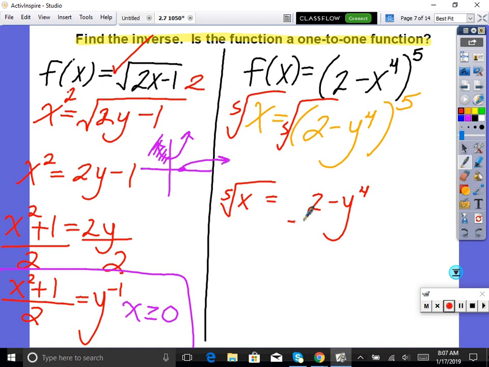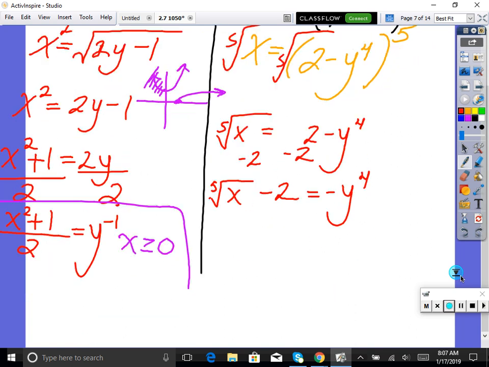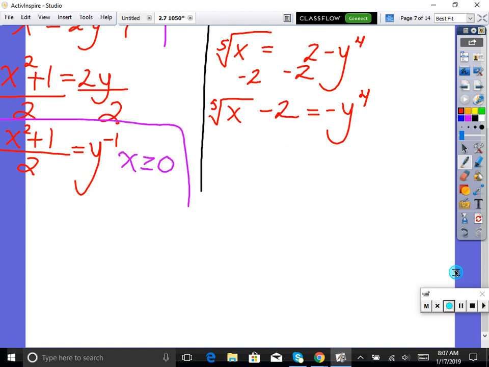Subtract 2. But it's not under the 5th root, so we have this. The 5th root of x minus 2 equals negative y to the 4th. Then what? We actually have to get rid of this negative first. So we have to divide both sides by negative 1. Now that means this and this have to be divided by negative 1. Does everybody see what I'm saying? So we have a negative 5th root of x, and then a negative and a negative make it a plus 2 equals positive y to the 4th.